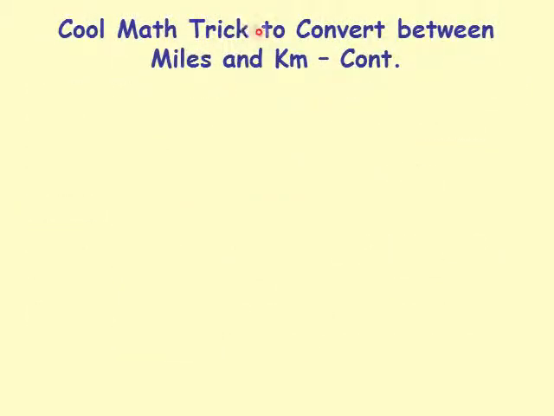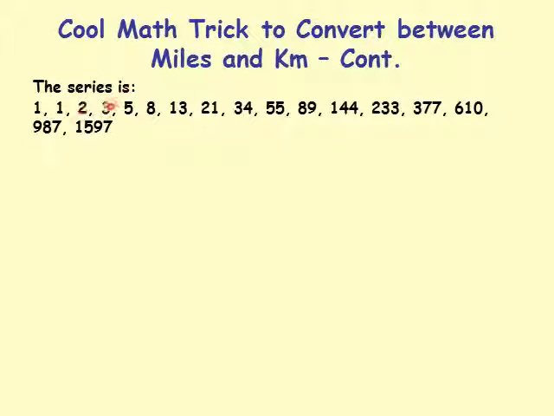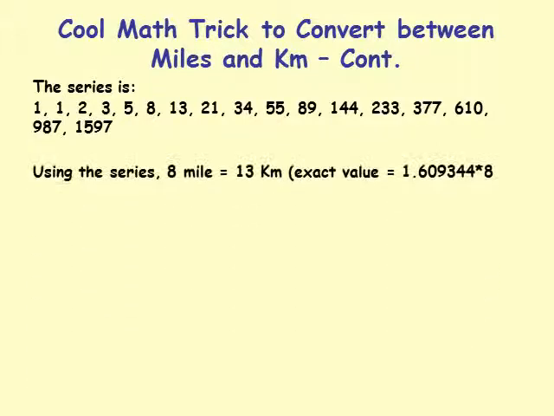Continue. First, we look at a cool method to convert between miles and kilometers. We start with the series 1, 1, 2, 3, 5. This is the Fibonacci series, which continues after 1597. So it doesn't end here. Let's continue. In the series, 8 miles is equal to 13 kilometers.